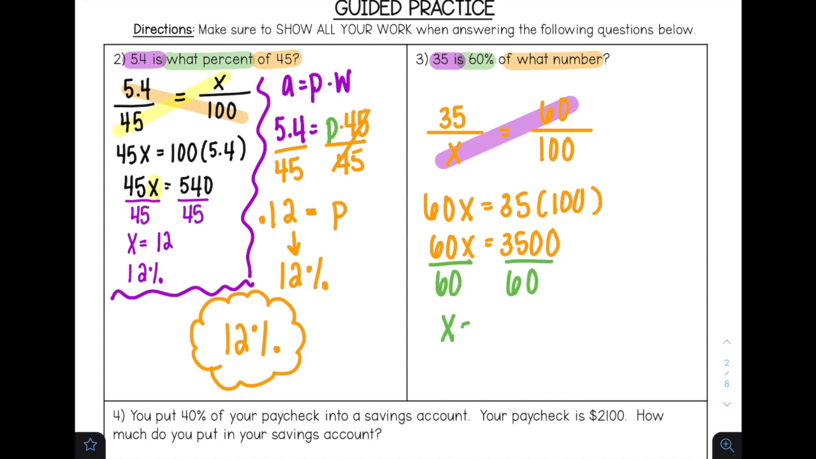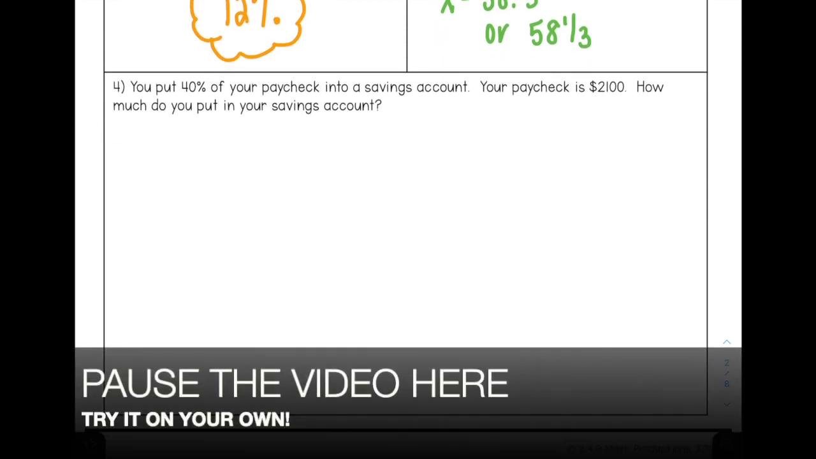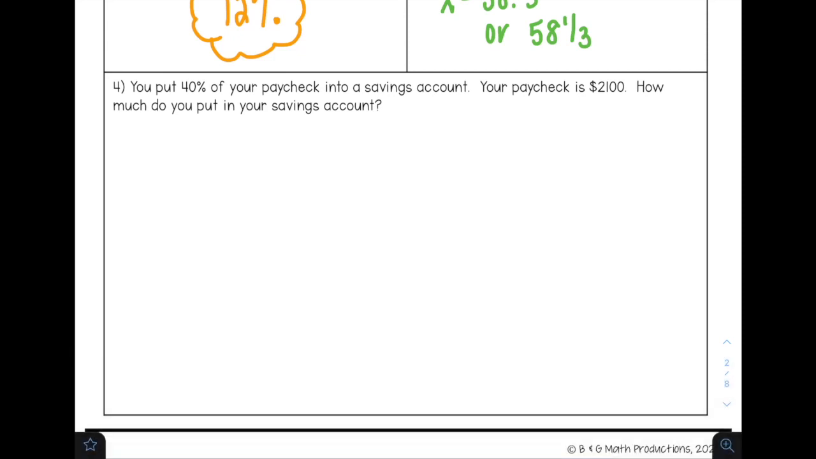X is going to equal 58.3 repeating, or 58 1/3. Now again, you can also solve this using your A equals P times W. That works as well. Okay, number 4. Try number 4 on your own. It's a real world situation. Once you're done, come back and check your answer.